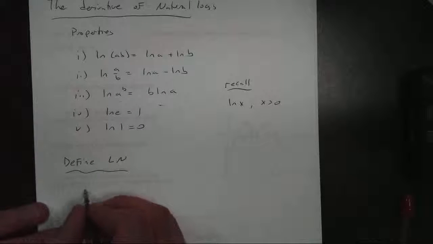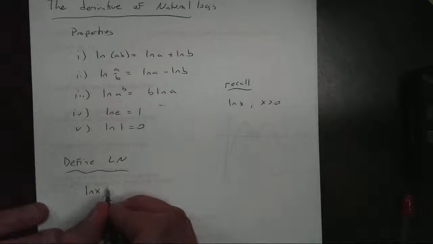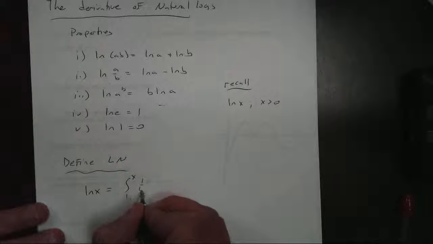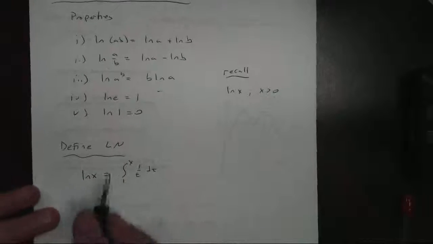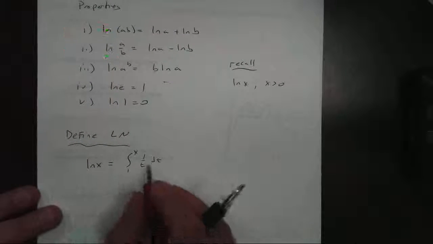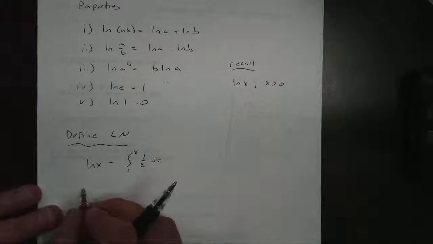So to define a natural log, we define it as this: the natural log of x as the area. It's an area problem of 1 over t dt. So we define natural log as an integral. And this is kind of cool because it helps us to get the derivative.